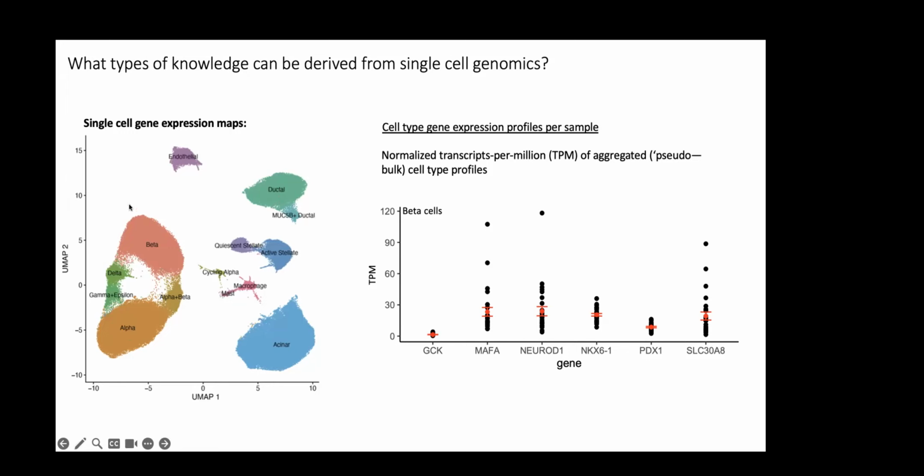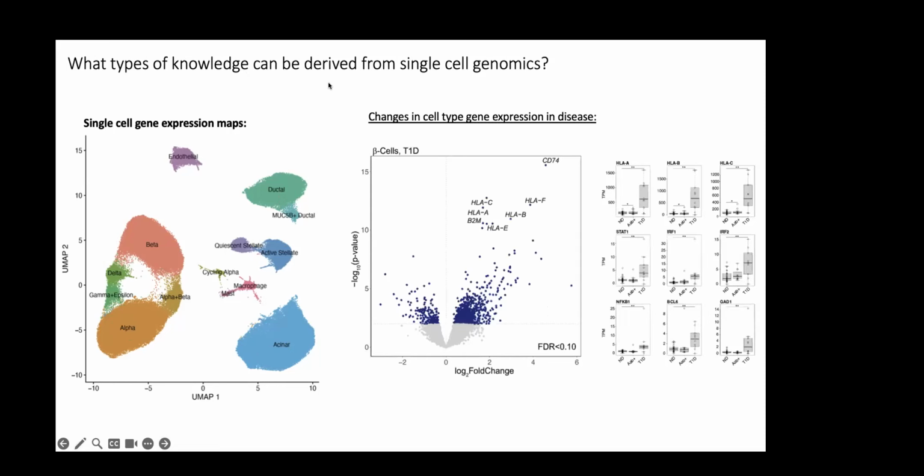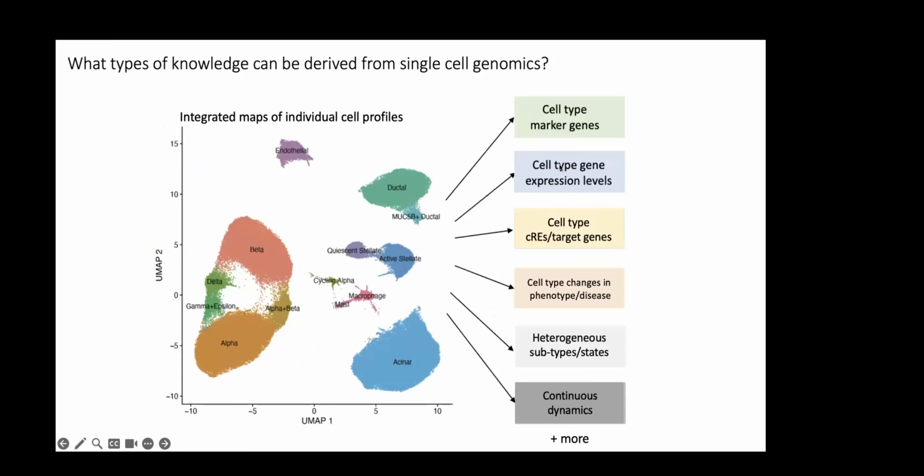So back to the HPAP maps that we made. Again, these are data from the human pancreas, from PancDB. Okay, so the things that can be derived from these maps.